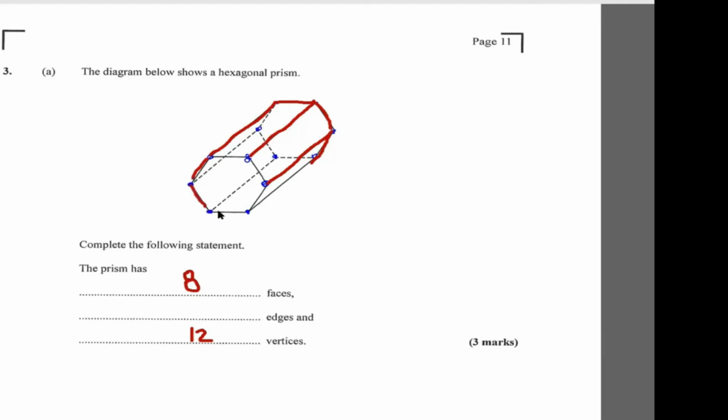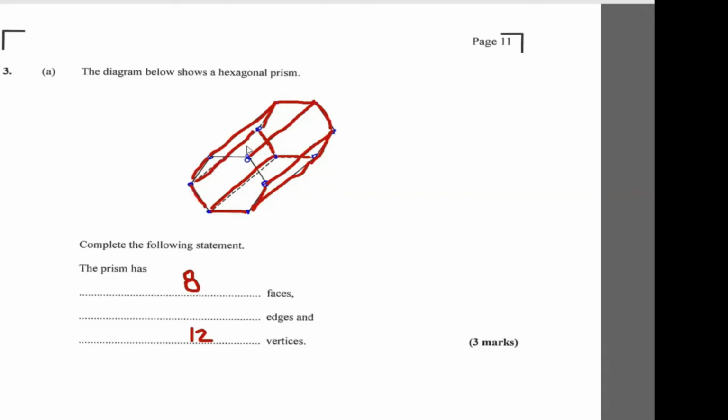This is another edge, 9. This is another edge, 10. This is 11. This is 12. This is 13. This is another one, 14. This is another one, 15. This is another one, 16 edges. Let's see if I left out any. 16 edges.